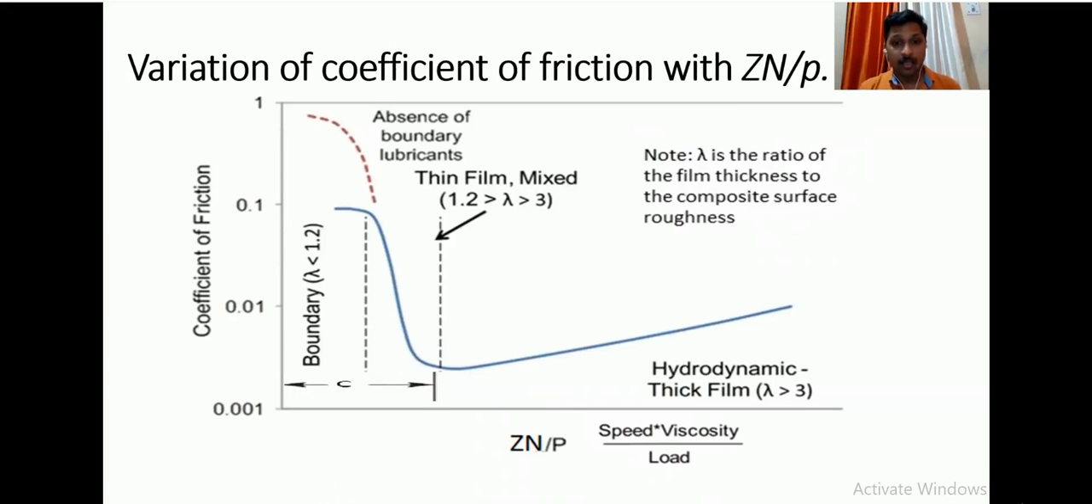Now the dimensionless number is called ZN by P, where Z is the dynamic viscosity of the oil, N is the rotational speed in RPM of the journal, and P is the pressure sustained by the bearing, that is, load divided by projected area of the bearing. So this bearing characteristic number is very important because it contains all the parameters which are very important for designing your journal bearing.